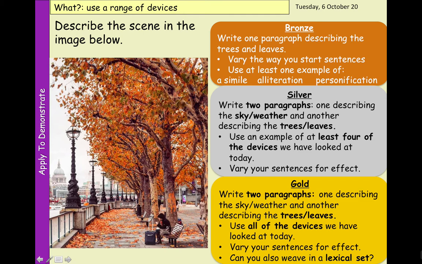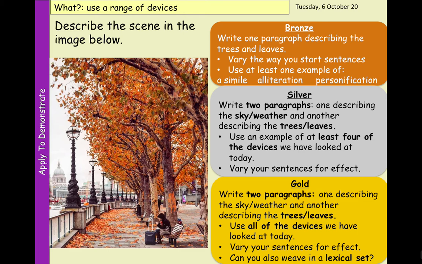One describing the sky and the weather. Obviously, you may use your imagination. It does look quite gray and cloudy. And then another paragraph describing the trees and leaves. So again, we're trying to follow that structure that you would use in a description where you start with the sky and the weather and then you move down to an object and aspects of that object. For silver, use an example of at least 4 of the devices we've looked at today. You've got them for your Do It Now to look at, so you can tick them off as you go. And vary your sentences for effect. So use some of those techniques that we looked at last lesson.